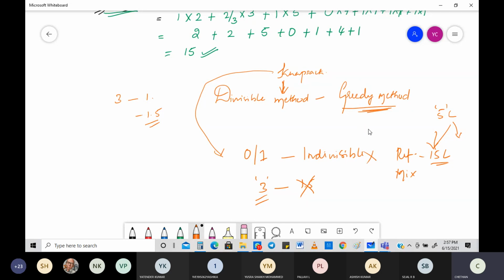And what do you call this? The 0-1 knapsack problem. There is something called the 0-1 knapsack problem also, and it comes under the technique called dynamic programming. You're going to learn dynamic programming, and under that technique you're going to learn the 0-1 knapsack problem.